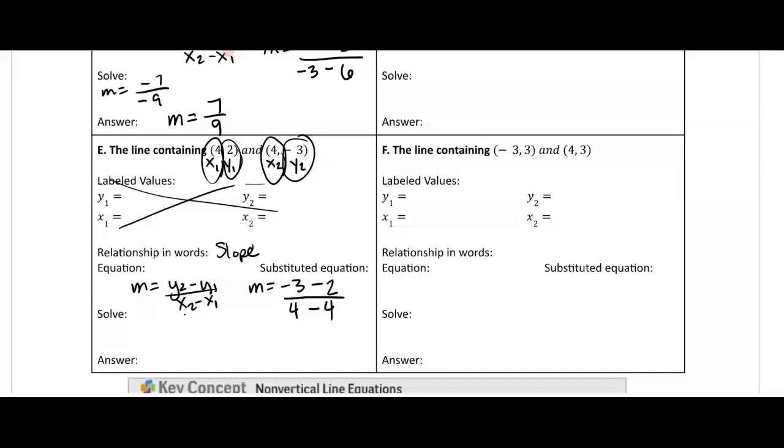Ooh, what happens here? Our x1 and our x2 have the same values. That means I'm dividing by 0. My slope is undefined. I have a vertical line.